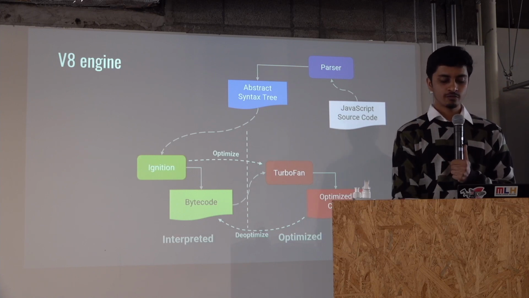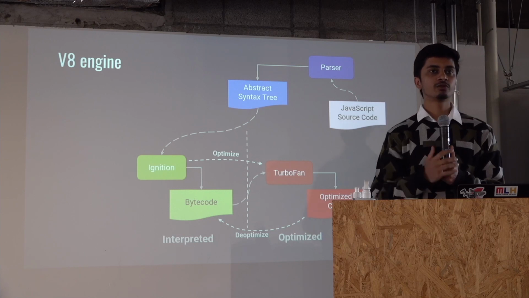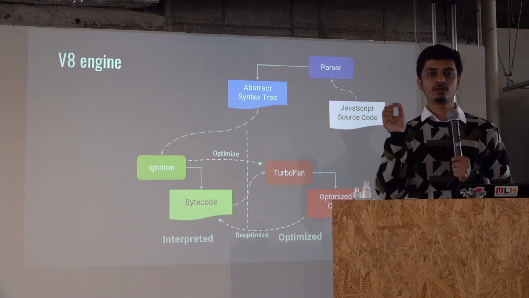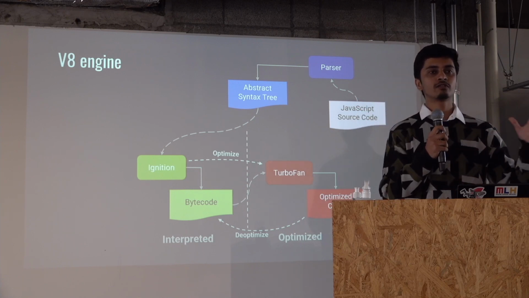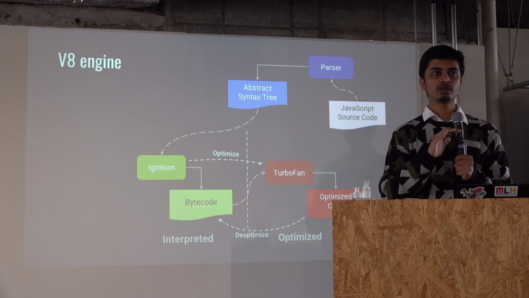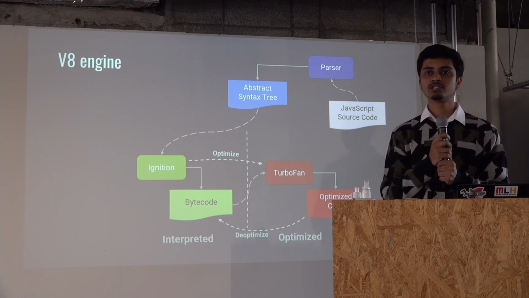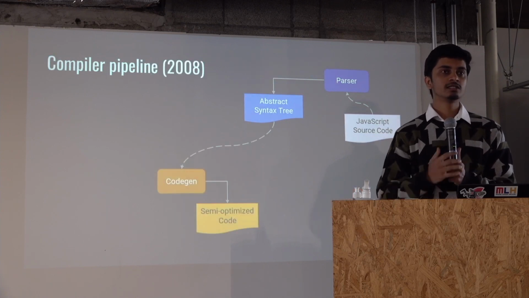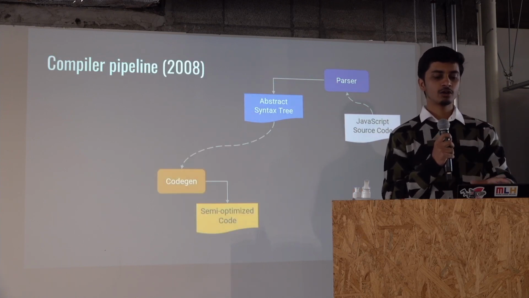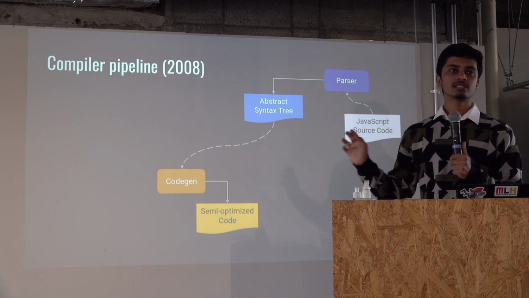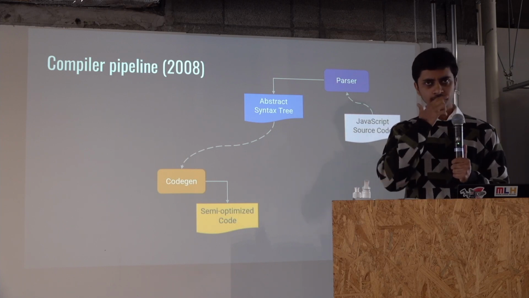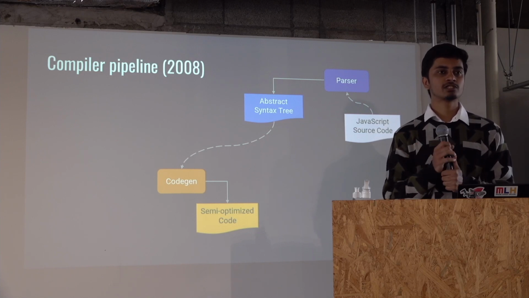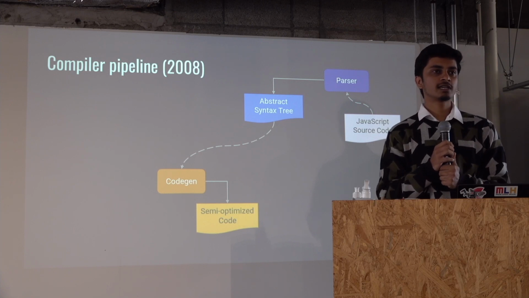on the web. So we will be talking about them later on, but first, since JavaScript has been here for long and most of us have been dropped into that timeline with no previous history, I would like to take you a little bit through the history of how the engine has evolved and why it evolved in that particular way. So in 2008, the compiler pipeline started off with a simple structure like this. We just had one semi-optimized compiler called CodeGen, which was used to emit semi-optimized code. So it was not as fast as it is now.